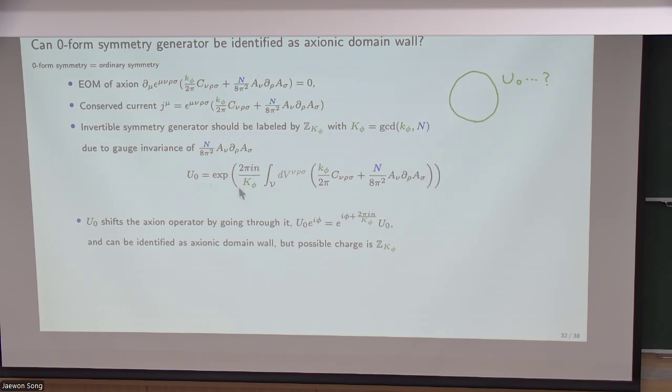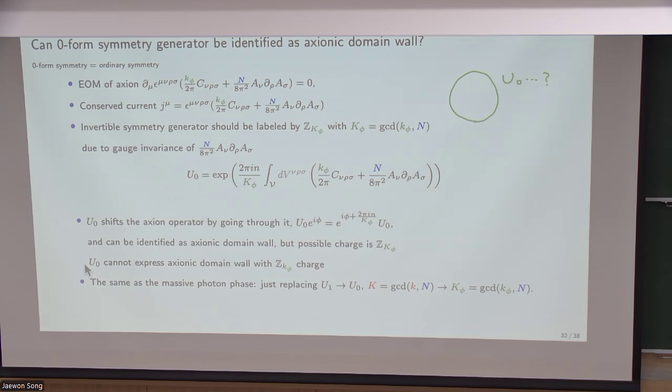So the zero-form symmetry generator is reduced to the d capital K, and this U1 shifts the axion operator by going through the axion local operator and generates the d K phi phase transformation. Therefore, this invertible zero-form symmetry generator U0 cannot express all of the domain walls with the d K phi domain wall charge. So this situation is the same as the massive photon phase.